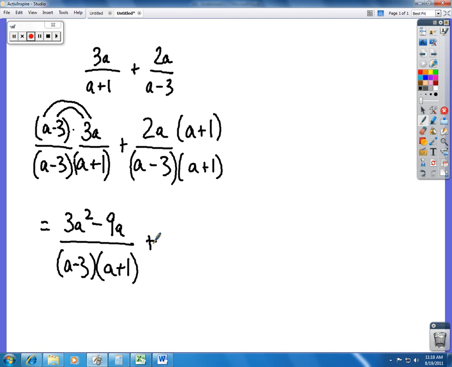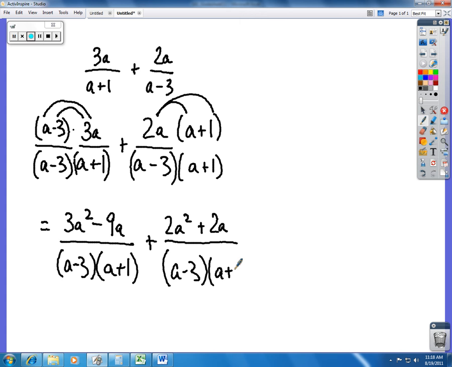We're going to do the same thing over here. We're going to do 2a times a. That gives us 2a squared. We've got 2a times a positive 1. That gives us a positive 2a. Again, that's all over a minus 3 times a plus 1.